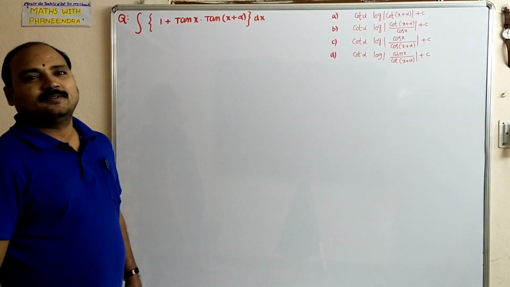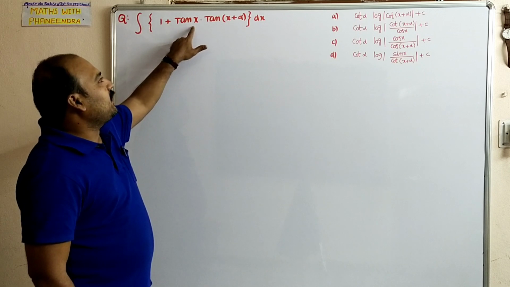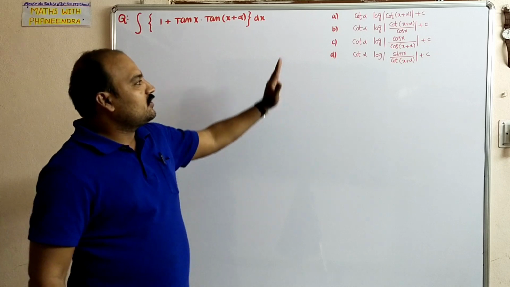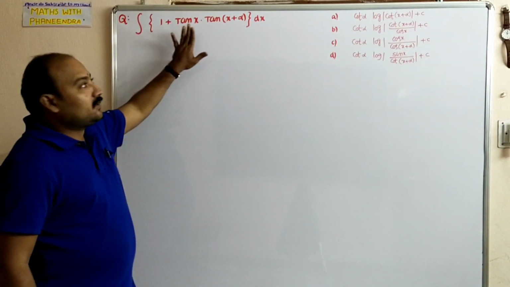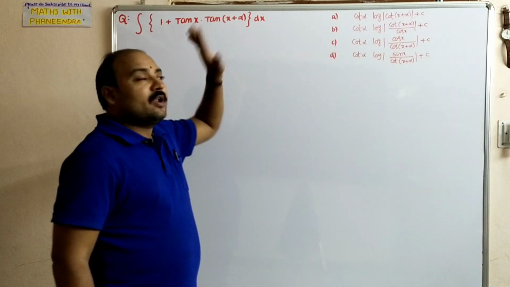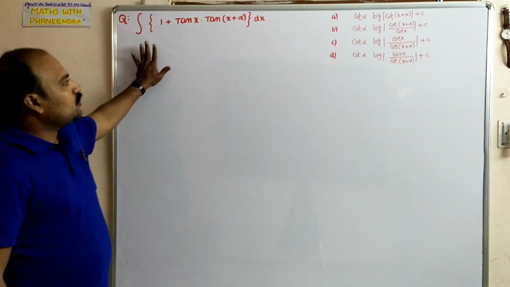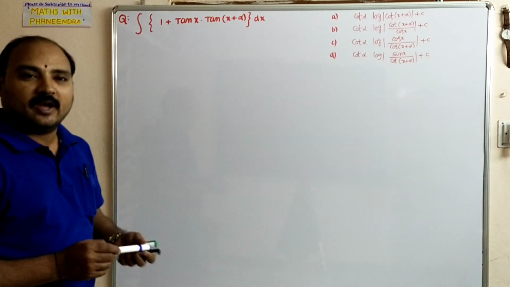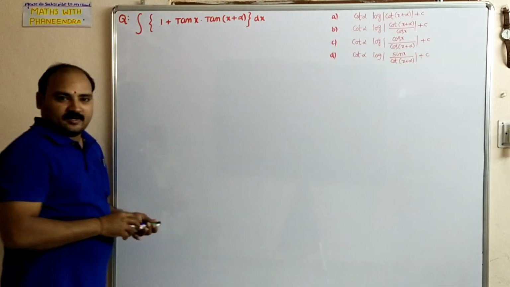Next question. Integral 1 plus tan x into tan of x plus alpha into dx. These are the options. Integral 1 plus tan x into tan of x plus alpha. So here, to do this problem, one small logic is there. Observe carefully what is the logic behind that. So here x and x plus alpha are there.